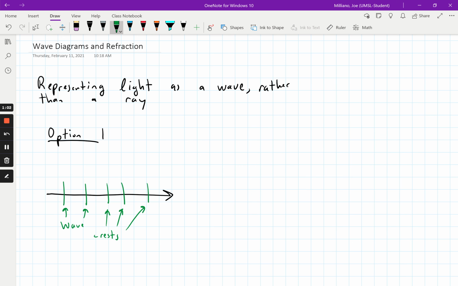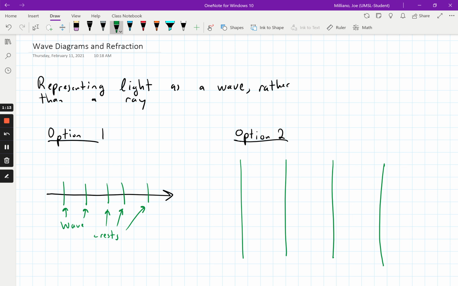The other option is that we can draw the wave crests really big. So we can draw our wave crests like this, and then we can draw the directions those wave crests are moving as little chevrons or arrows on those wave crests. So these are our wave crests. So these are two ways to represent wave or light when we care about the wave nature of light.